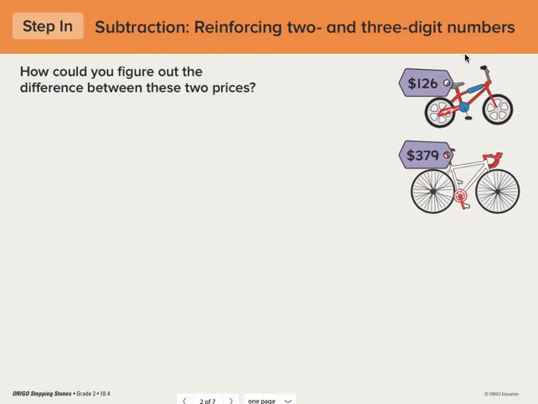So we have a bike that is $126 and another bike that is $379. Call right out. How can we figure out the difference between these two prices? All right, so that magic word is difference, right? That means that we know we're going to be subtracting. So we're going to have to subtract the two numbers.